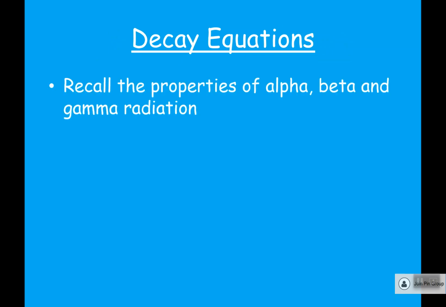Hi guys, so what we're doing today, we are looking at decay equations. A lot of people get a bit confused by this because they mix it up with balancing equations. What we do in chemistry, much simpler than that. So first thing we're going to do is have a quick recap on different types of radiation and their properties. Then we're going to look at how you can make these decay equations.